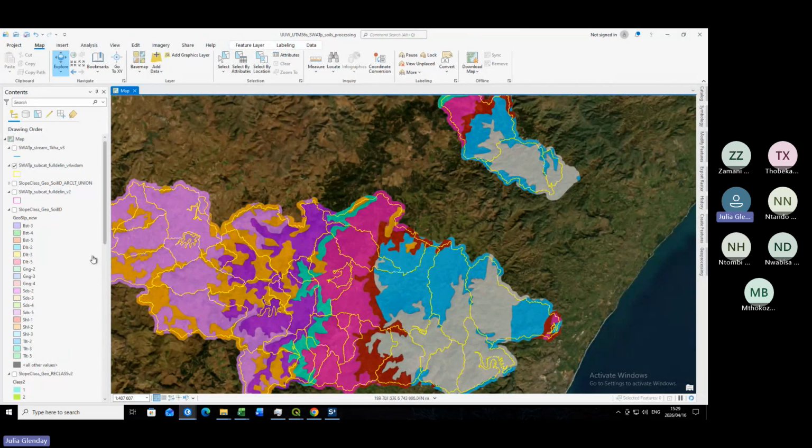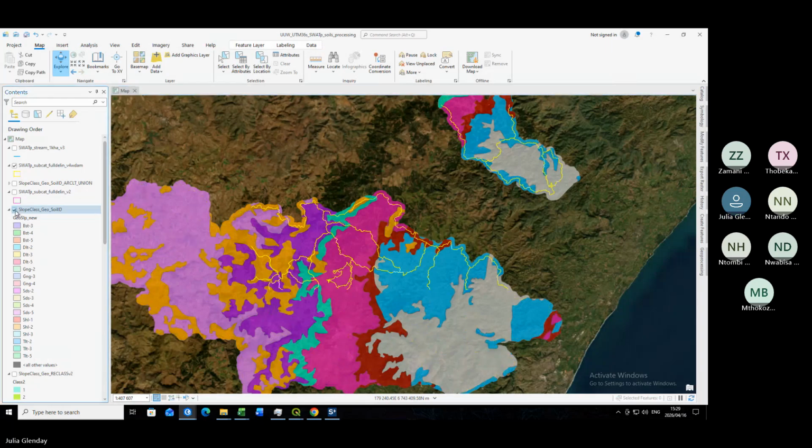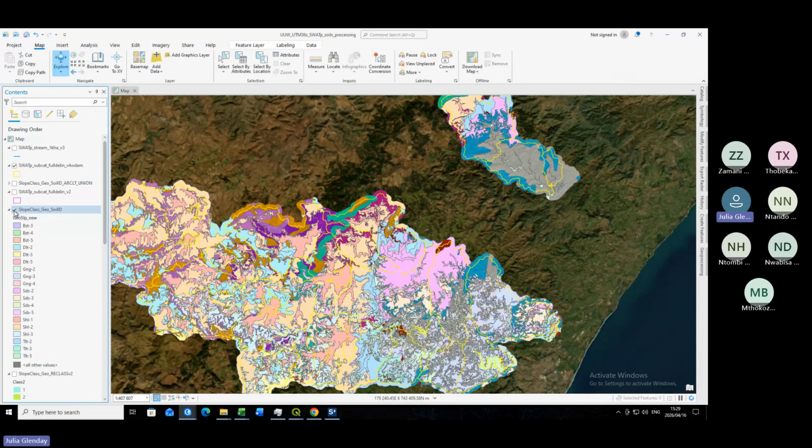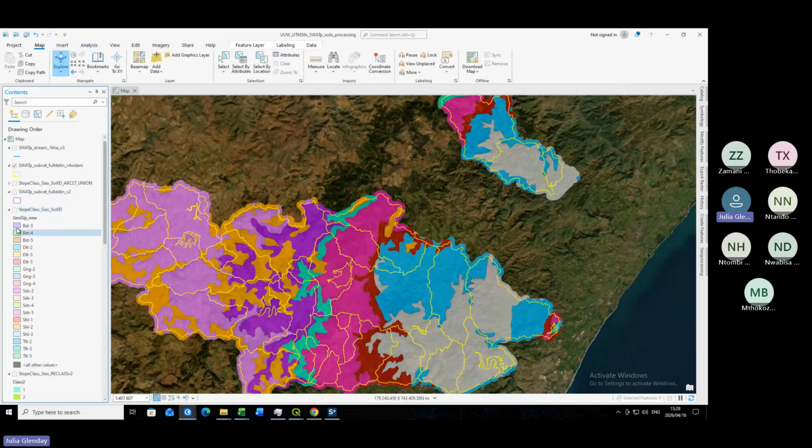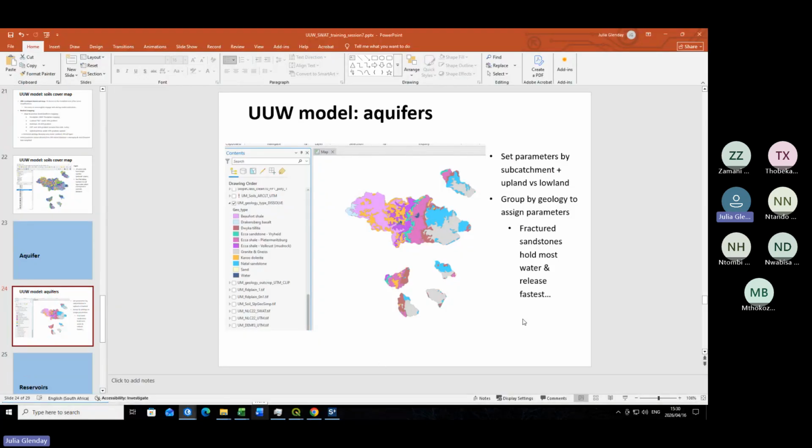So I worked out the geology and the soil type. The geology is for the upland aquifer and the soil type is for the lowland aquifer for every subcatchment, to input the parameters. And then we modify the starting parameters. The sensitive ones are the level at which you start seeing outflow from the aquifer, and the rate at which the aquifer outflows.